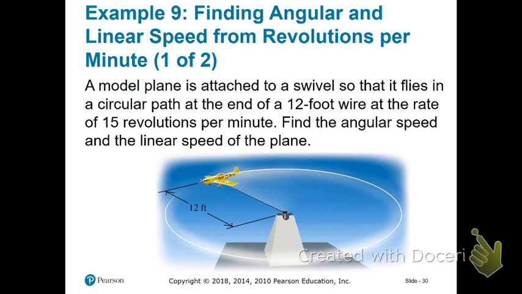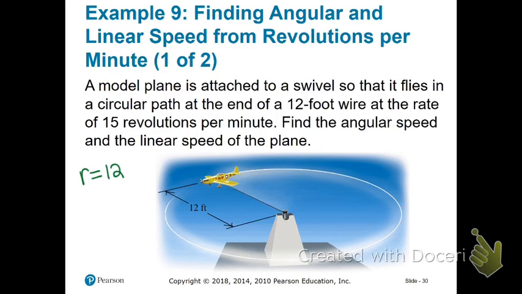All right, so example 9. It says a model plane is attached to a swivel so that it flies a circular path at the end of a 12-foot wire at the rate of 15 revolutions per minute. Find the angular speed and the linear speed of the plane. We know it's on a 12-foot wire, so that's going to be our radius. I'm going to write this here, and then I'm going to have to go to a blank page so I can actually do some work. And it goes 15 revolutions per minute.